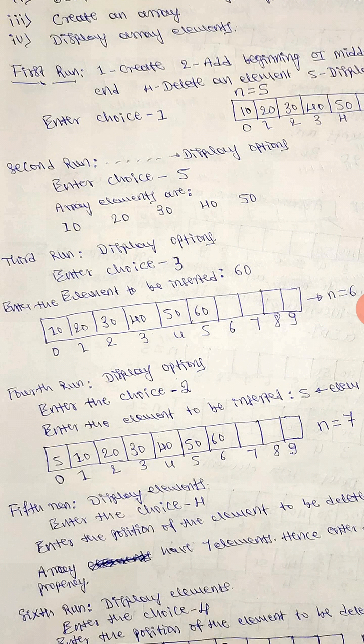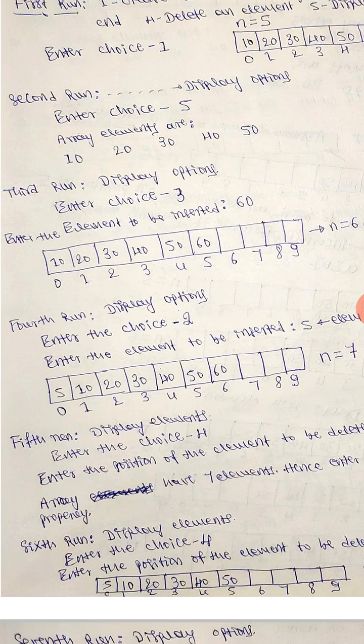And as we know, in an array, index values always start with 0 and end with n minus 1. Suppose after insertion of 60 at the end of the array, as I have stated, simply I need to say array of n equal to element, because that particular index, the nth index, does not have any element. Hence, I can easily store my new element into the nth position.